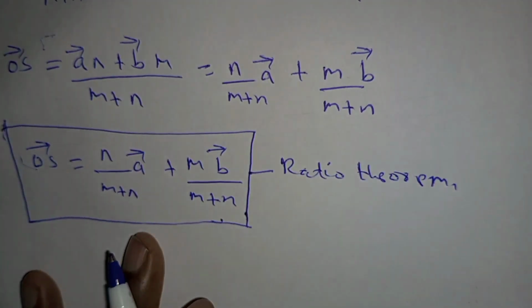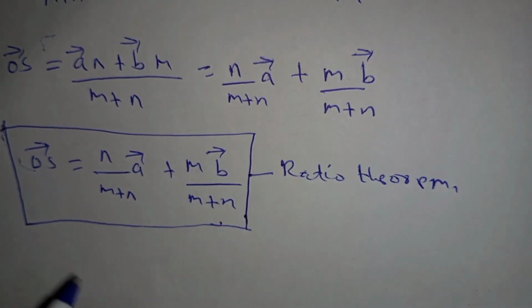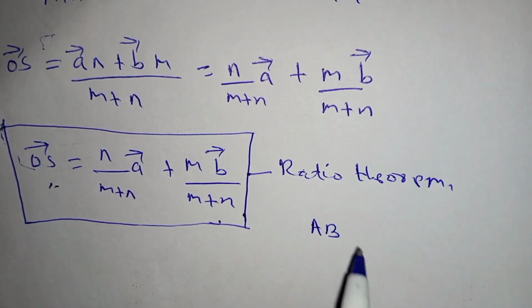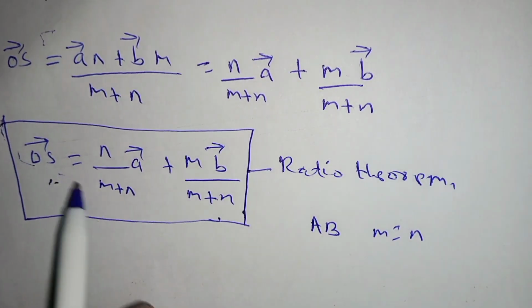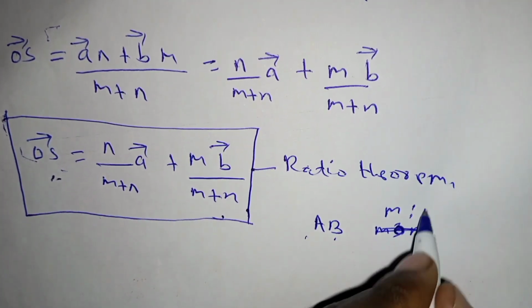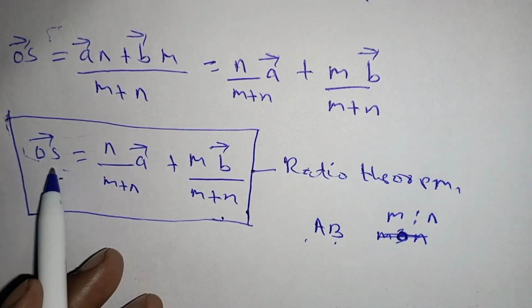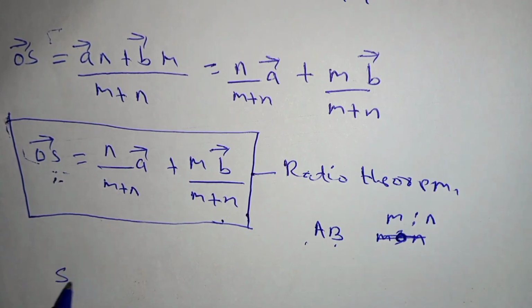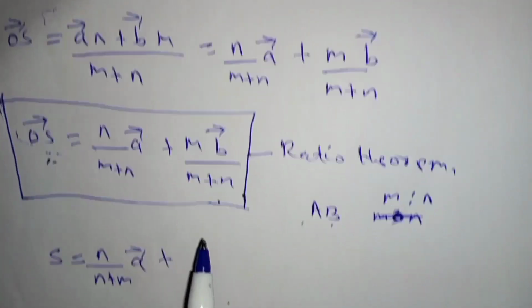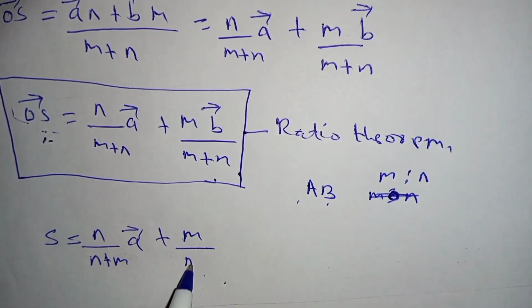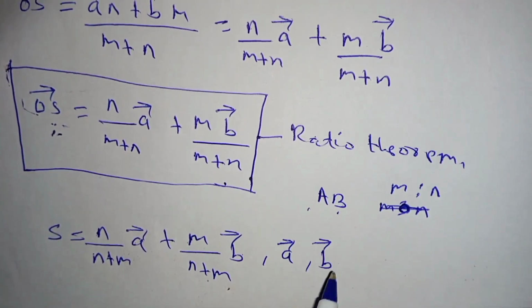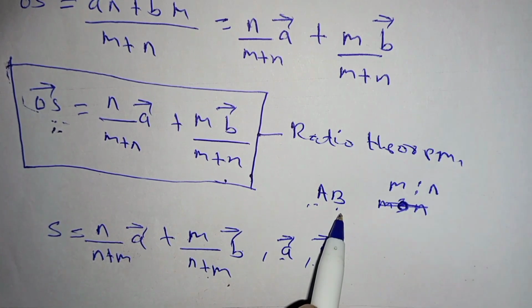Ratio theorem. The theorem states that the position vector S of a point which divides a line A and B in the ratio m is to n is given by the formula. I can write it as S is equal to n over n plus m vector A plus m over n plus m vector B, where vector A and B are position vectors of A and B respectively.